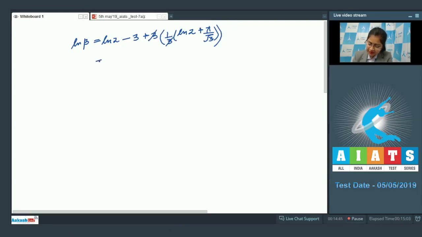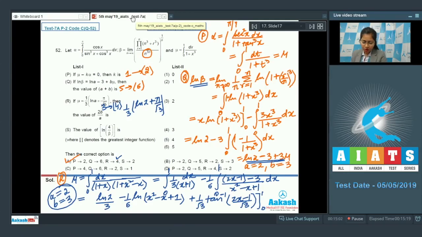Cancelling 3, we will get it equal to ln 2 plus ln 2, that is ln 4 minus 3 plus pi by root 3. So the value of ln 4 by beta will be equal to 3 minus pi by root 3. So the value of the greatest integer of 3 minus pi by root 3 will be equal to 1. That is, the answer is option number 2. I hope the question is clear to you.